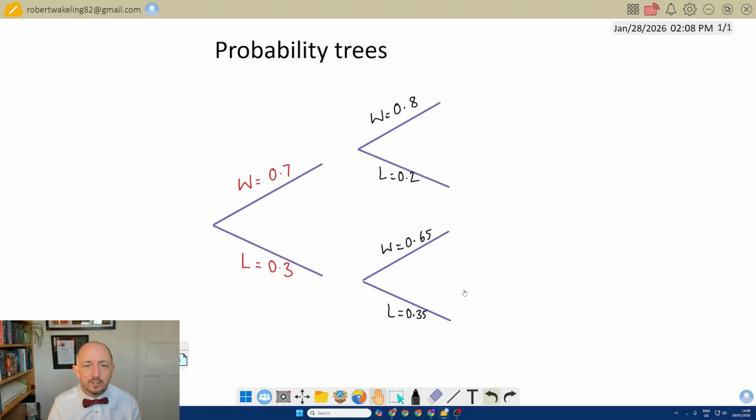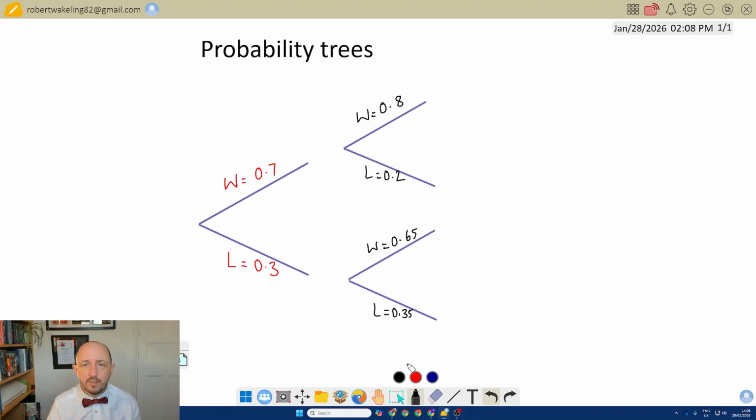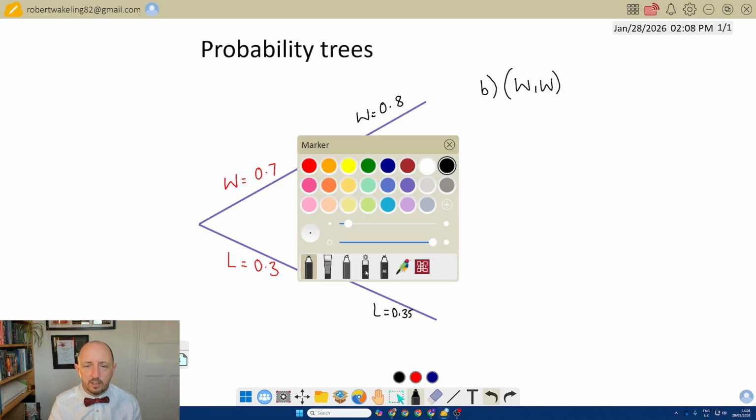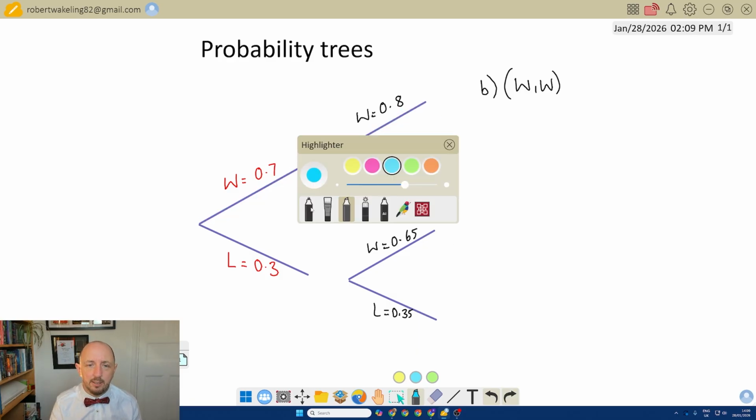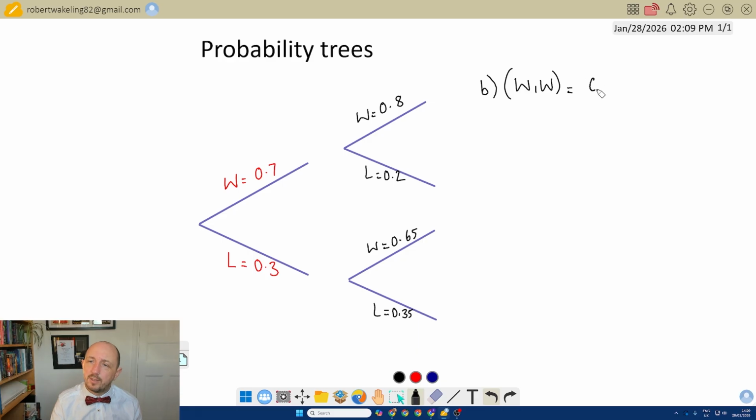And then they'll ask you to use this tree for part B, so another couple of marks, 2 or 3 marks. What's the chance of you winning both games? So we're essentially going along the branches like this, win, and then win. So that would be 0.7 for the first game and 0.8 for the second game. They're the 2 numbers that we need.